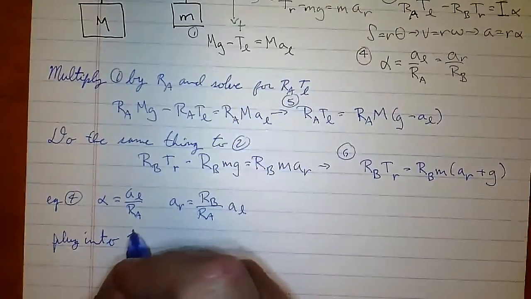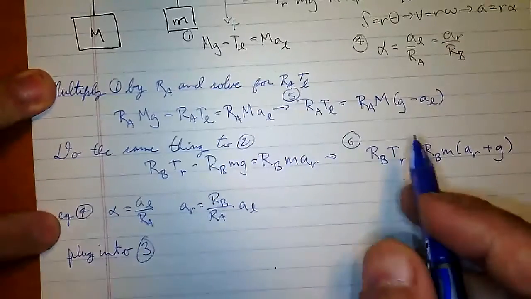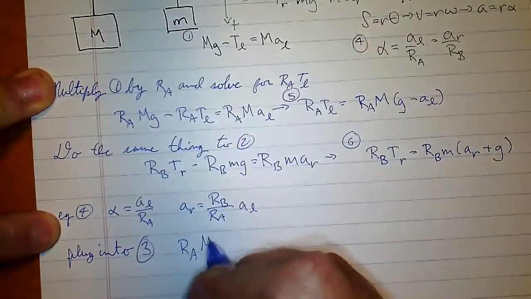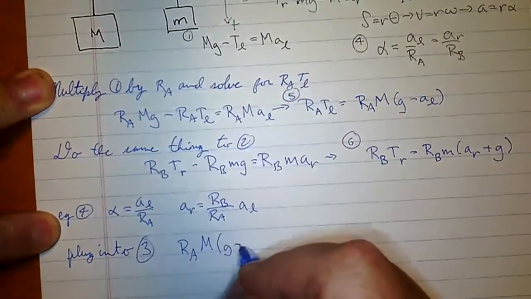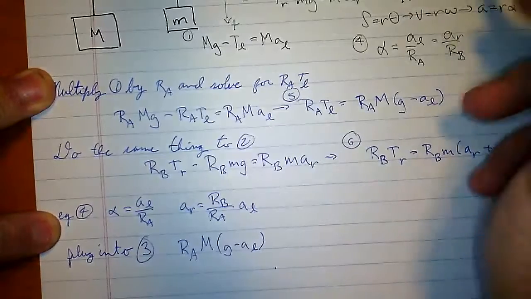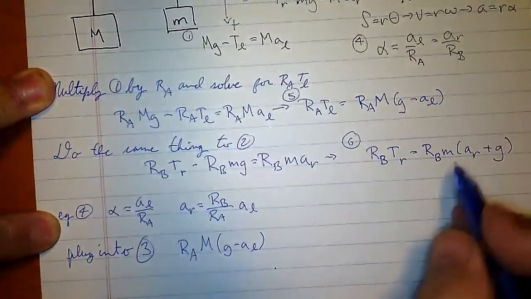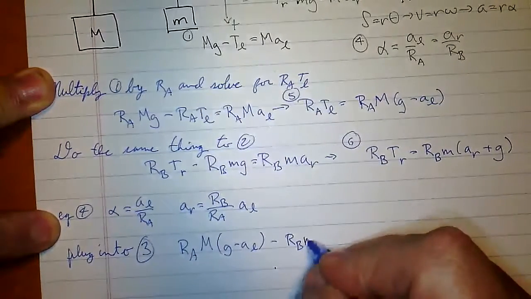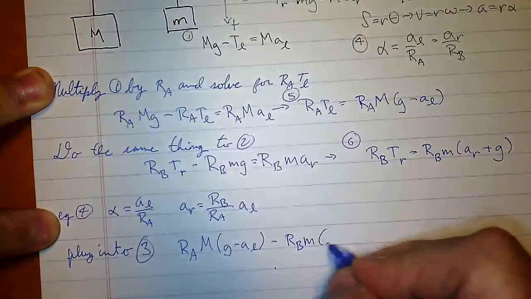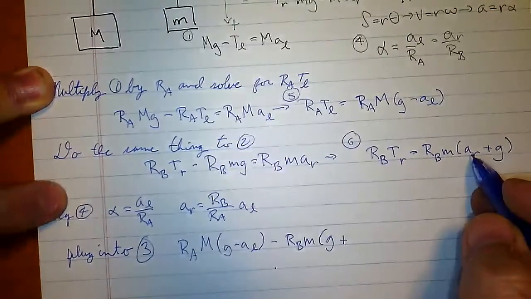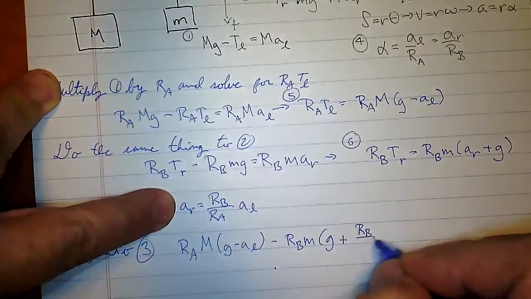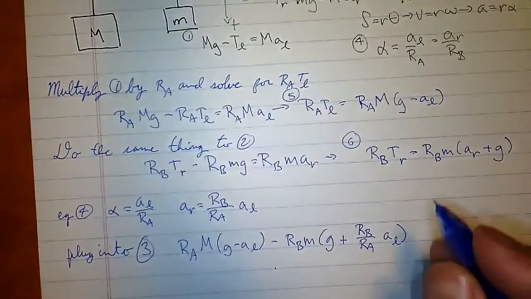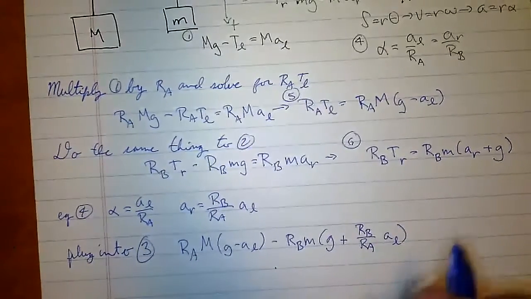So I plug this into 3. I'm going to get RATL. So that's this. So I'll say RAM times G minus AL, and then RBTR, well, RBTR is just RB. Notice that's a minus, so I'll say minus RB, lowercase m. I'm going to switch the order of these just for convenience. I'm going to say G plus, now I'm going to replace the AR with RB over RA times AL. So that is now an equation in terms of AL. Notice I got AL on both sides. That's the only unknown.